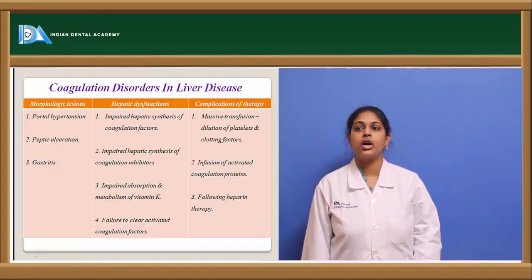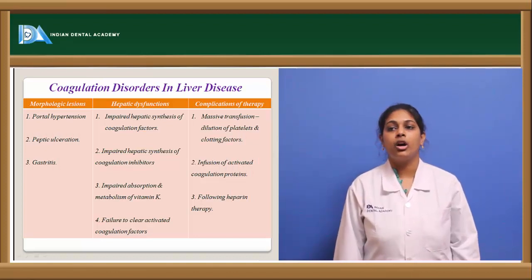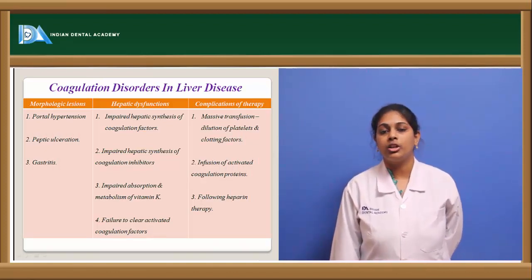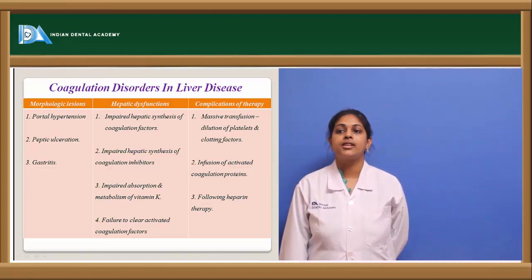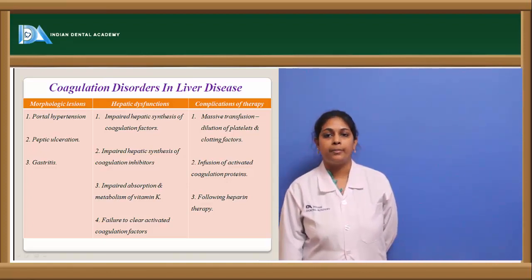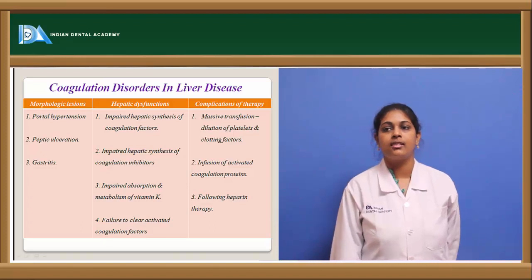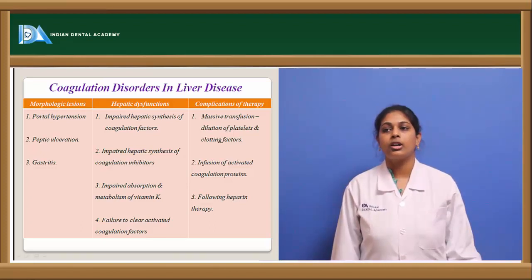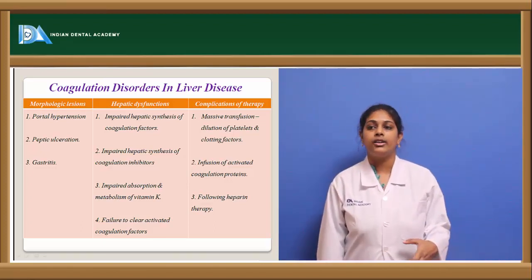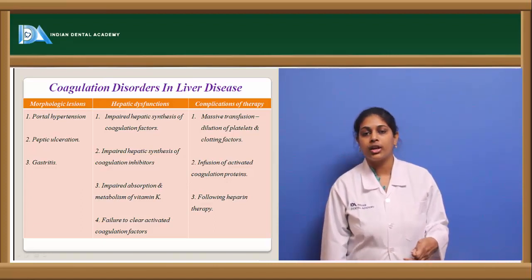Coming to the coagulation disorders in liver disease, it could show morphologic lesions, such as portal hypertension, peptic ulcerations and gastritis. So these are the disorders which we see when the coagulation disorders are because of liver disease. And hepatic dysfunction can also be seen.